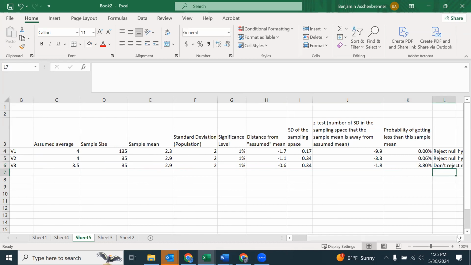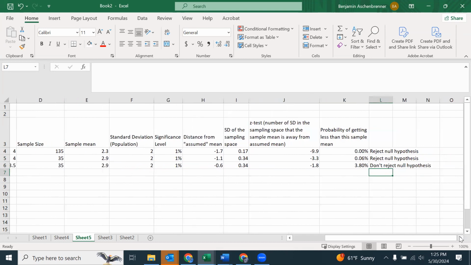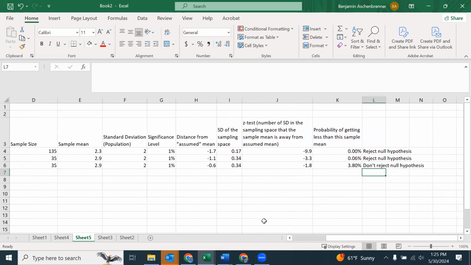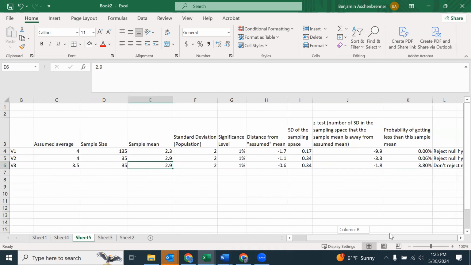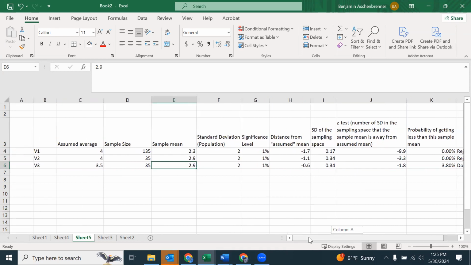I can still say, boy, I feel like I'm still right that the amount of TV that people watch is less than 3.5, which was what the survey stated was the assumed value, but I don't have the evidence to reject it. And so maybe the answer is more study needs to be done with a bigger sample size, whatever.